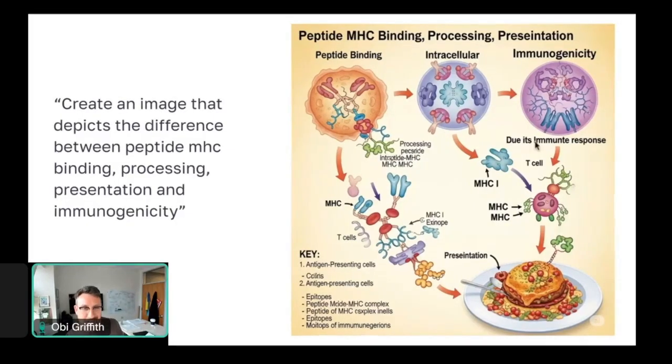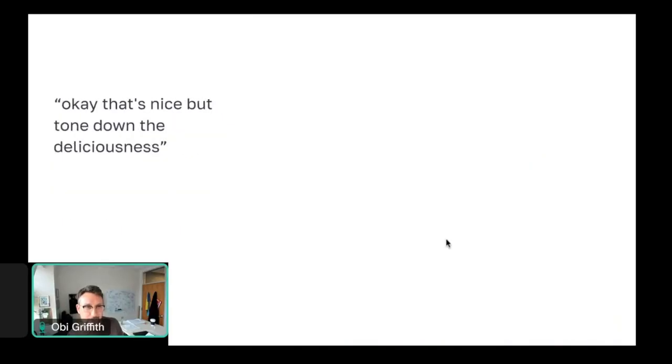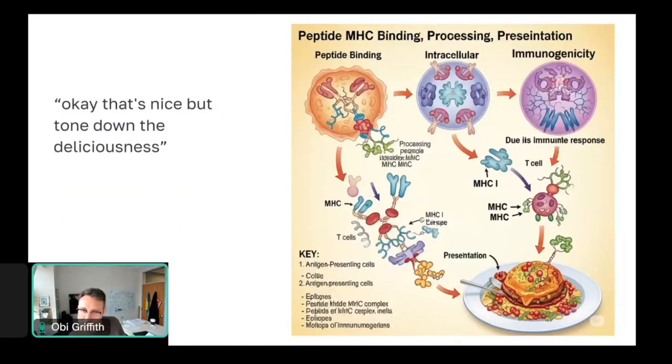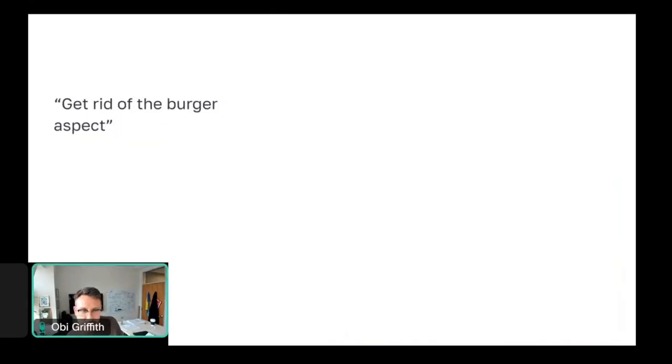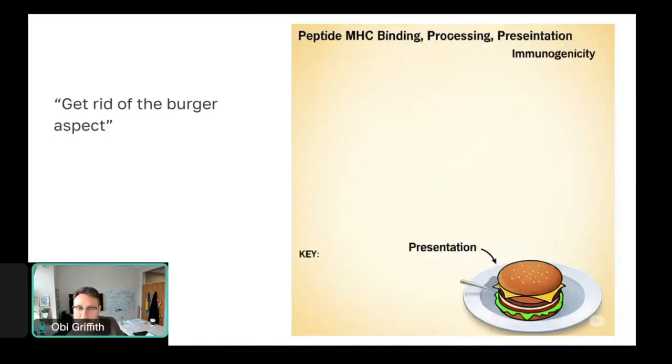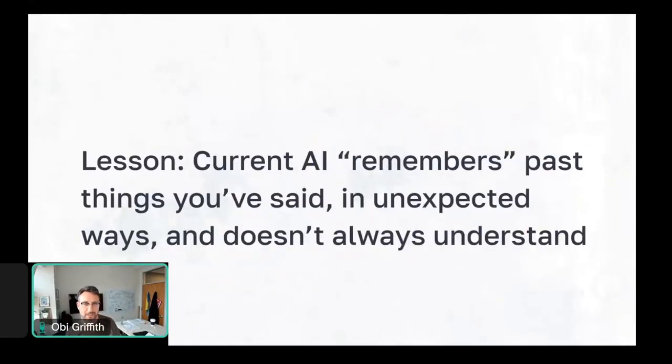So on the next slide, he said, this is cool, but let's tone down the deliciousness. But it still kept the burger there. It didn't understand that kind of tongue-in-cheek instruction. So he was more direct, and he's just like, get rid of the burger, please. And this is what it produced, a slide with only a burger. So you can really see that the image generation capabilities are very bleeding edge here with this example. So I guess the lesson, we've covered some of these already, but the AIs, they do remember things you've said. So that was alluded to in the chat, and that can have unexpected results, sometimes good, but sometimes nonsensical.